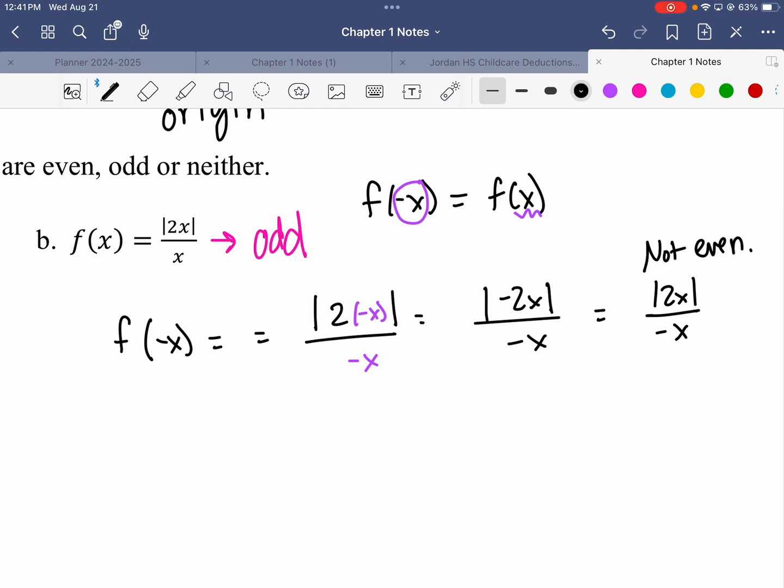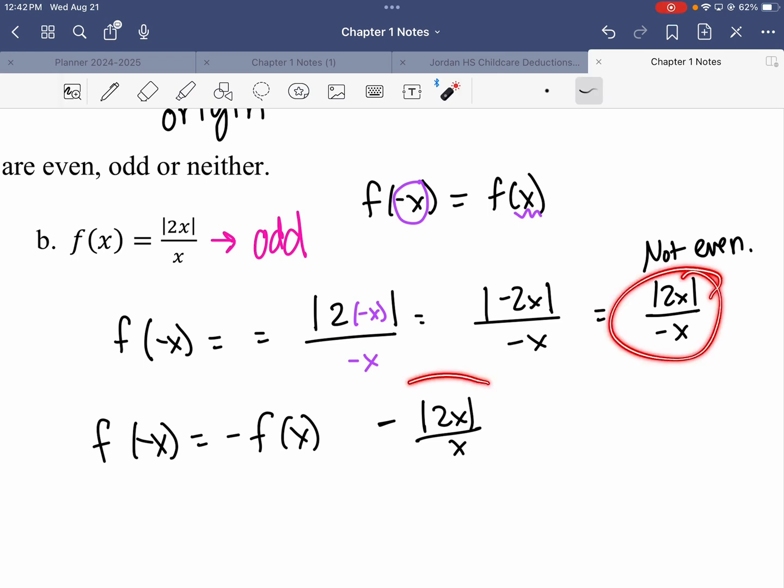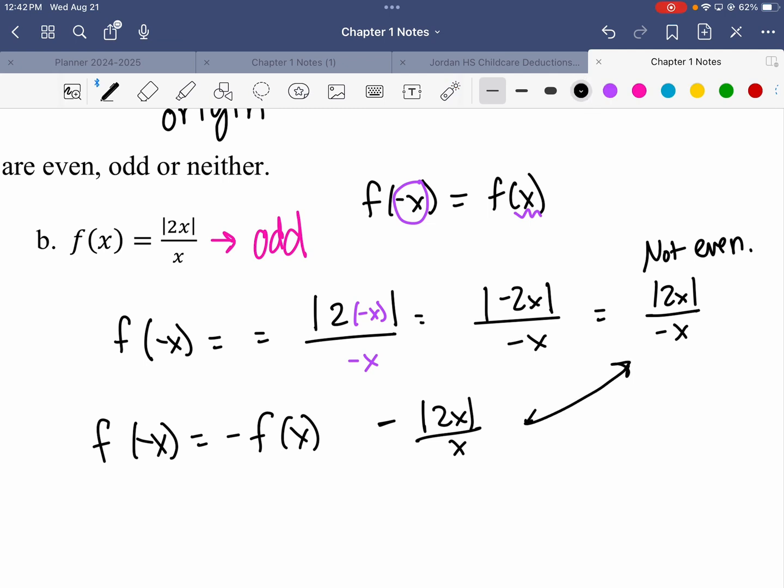Is it odd? So in order for it to be odd, we need f of negative x, which is this guy, or this guy, to equal negative of f of x. So if we put a negative in the front, is it the same? So that would be negative absolute value of 2x over x. Are these two equivalent? Yes. Why? It's because when you divide by a negative, the whole thing becomes negative, so that must be the same as this other equation.